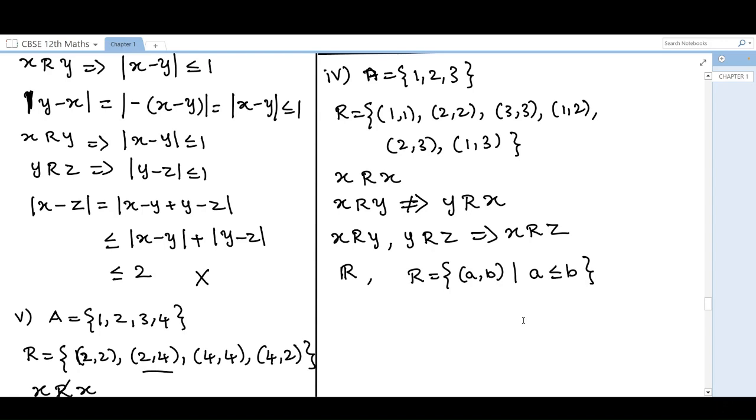When you consider three real numbers such that A less than or equal to B and B less than or equal to C, we can say A is less than or equal to C. Therefore, the relation R is transitive. Thus, this is an example for a relation which is reflexive and transitive but not symmetric.